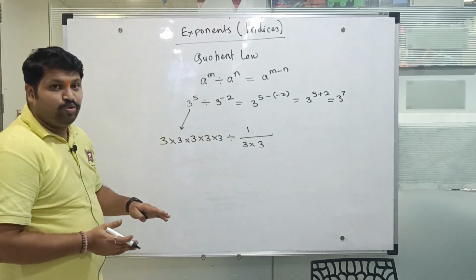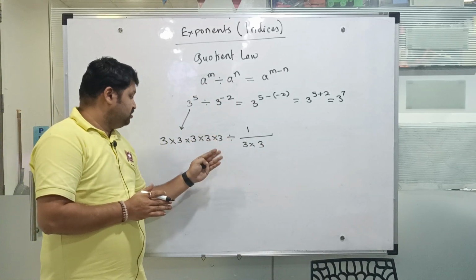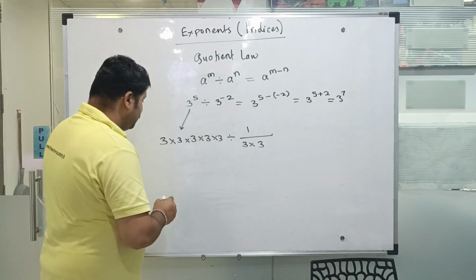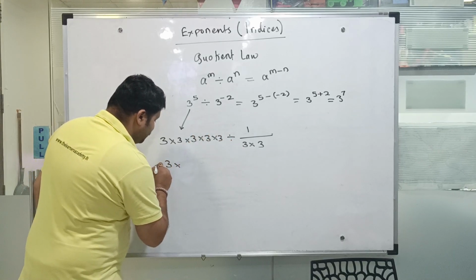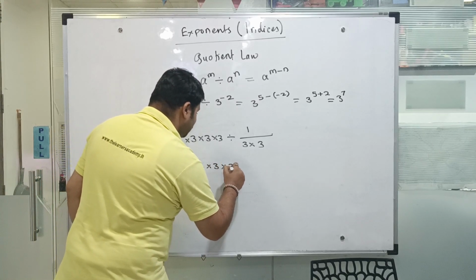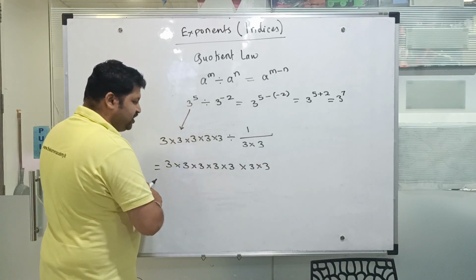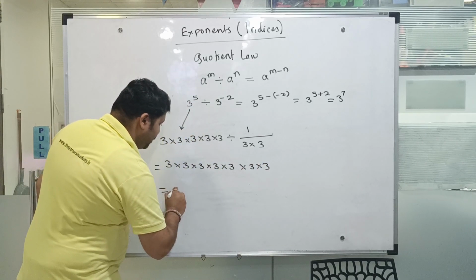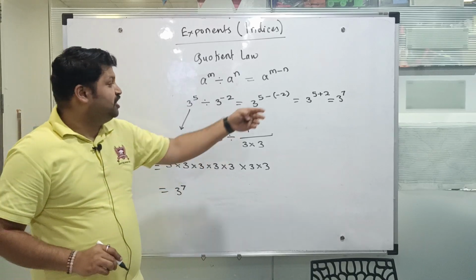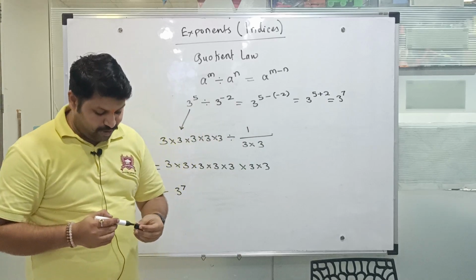So what would be the final answer? Since I'm dividing the given number by a fraction, I'll have to multiply by its reciprocal, giving me 3 multiplied by 3 multiplied by 3 multiplied by 3 multiplied by 3 multiplied by 3 multiplied by 3. So totally adding up to 3 to the power of 7. That we got initially in the formula, when we did it using the formula.